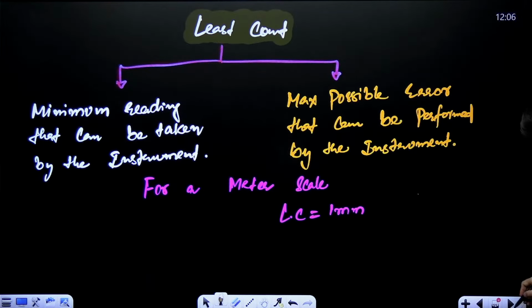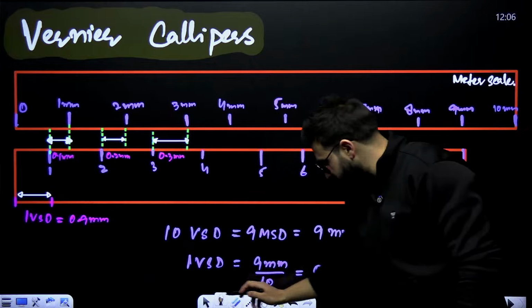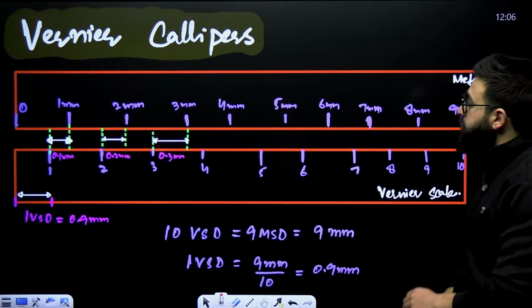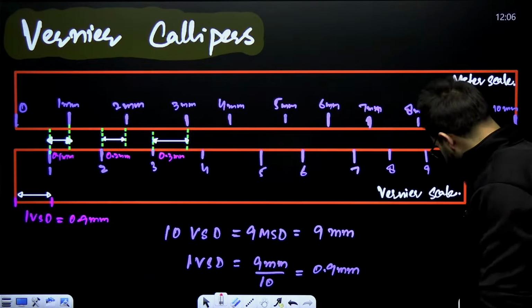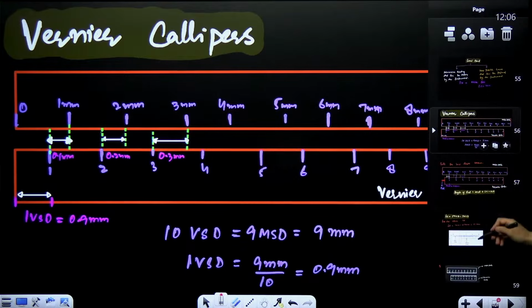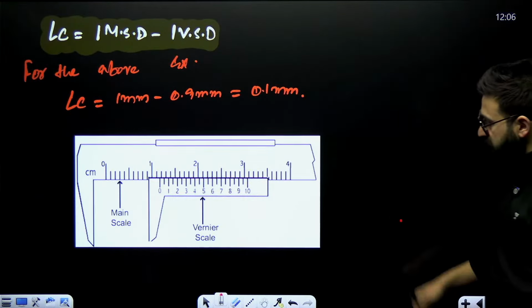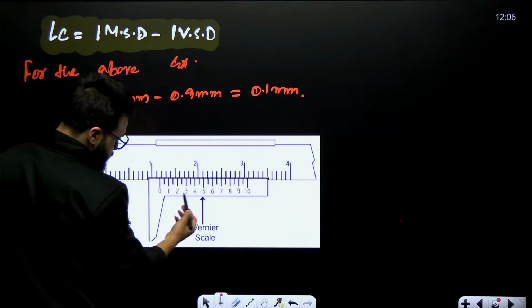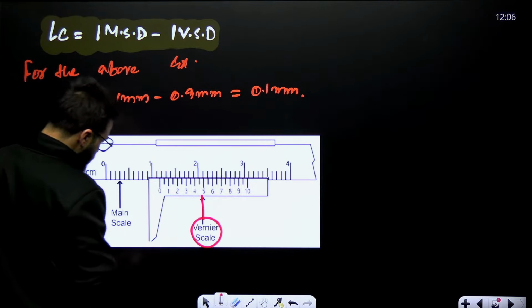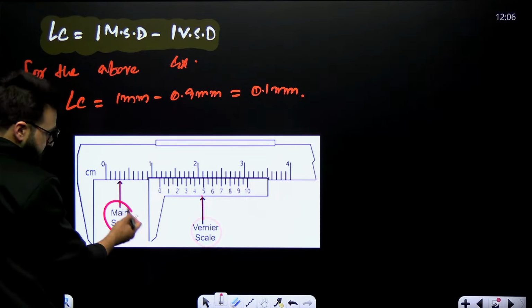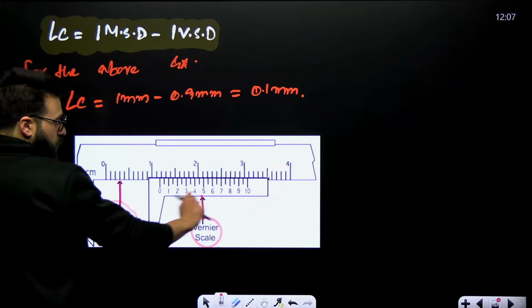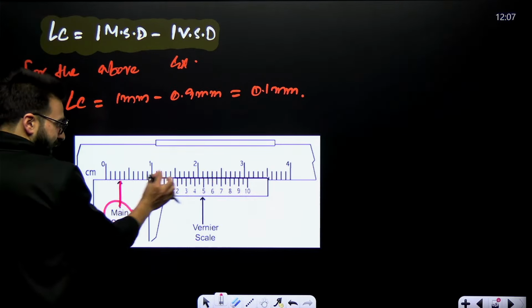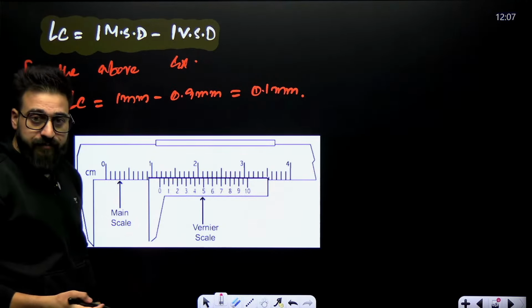Okay. Now comes the next instrument. That's what we call the vernier caliper. And vernier caliper looks something like this. This is how a vernier caliper actually looks. Basically it has got two scales. This one is what we call the vernier scale. This one is what we call the main scale. This vernier scale is slidable. It can slide on the main scale.